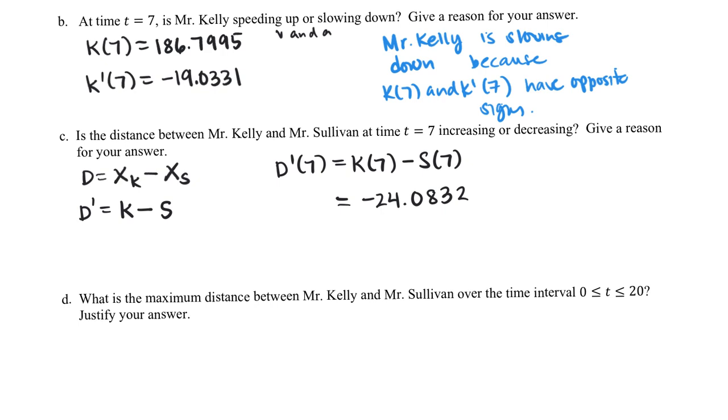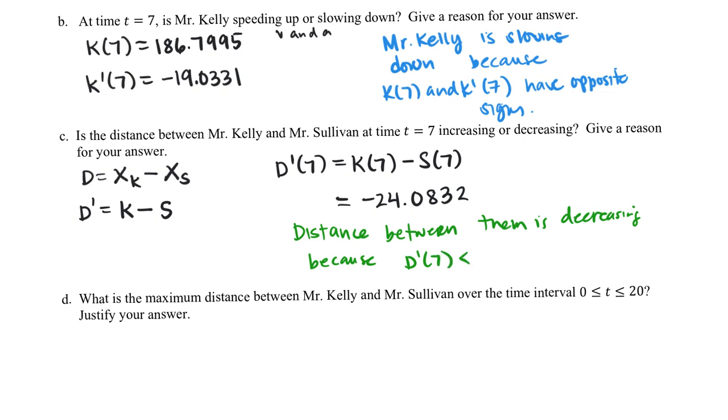Okay, I did k of 7 minus s of 7, and I got negative 24.02832. So is the distance between them increasing or decreasing? Okay, the distance between them is decreasing because d prime of 7 is less than 0.